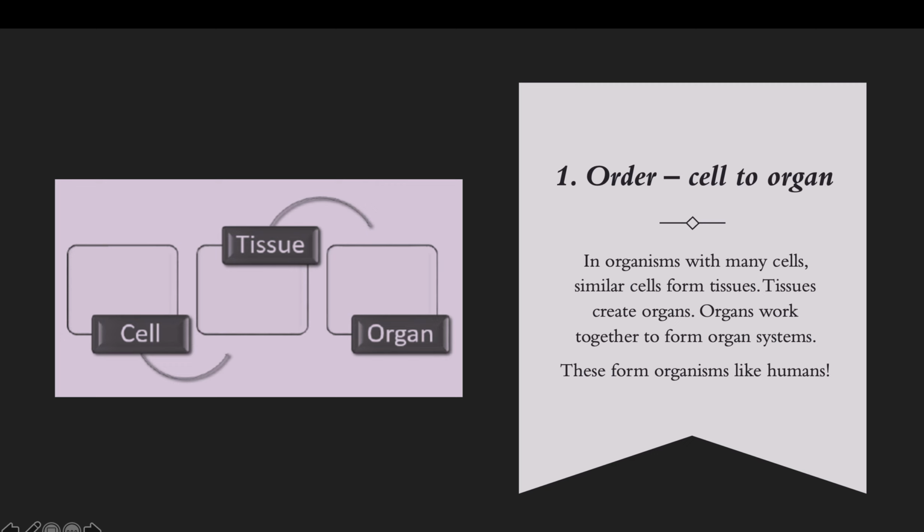So in the last slide, we covered order from atom to molecule to organelle. And in this slide, we're still going to continue talking about order, but from cell to tissue to organ. Like I mentioned, this is how your book organizes things here on the left, very similar to the diagram you saw on the last slide. In organisms with many cells, similar cells form tissues. Tissues create organs. Organs work together to form organ systems. These form organisms like humans.